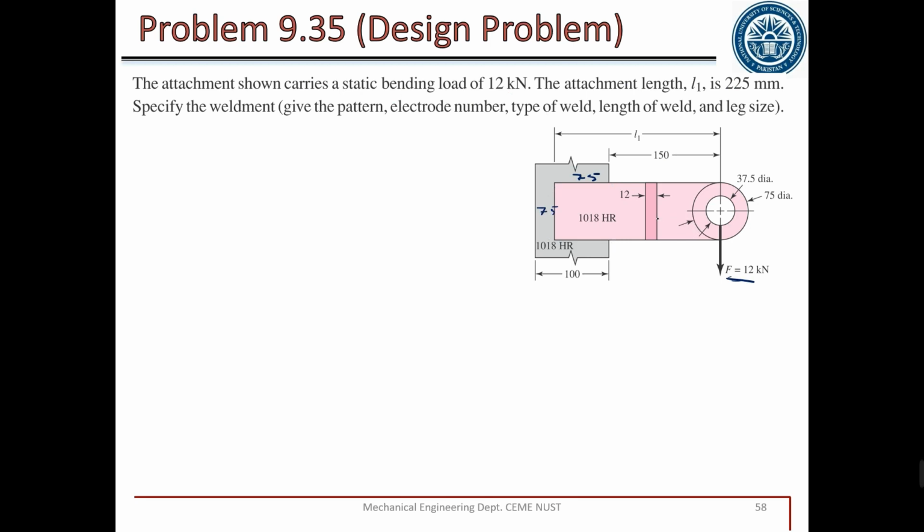Specify the weldment. To specify the weldment, give the pattern, which pattern has to be used, which electrode has to be used, which type of weld has to be used, how much should be the length of weld, and what is the leg size. All these are the requirements. So what is this case? Due to this force, the bar will be rotated. So this is the case of torsion. So we are in case of torsion.